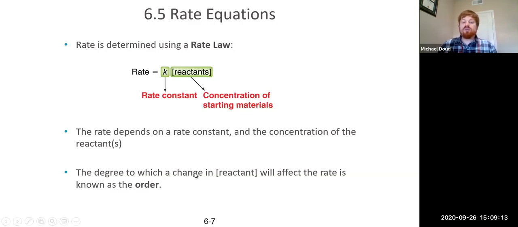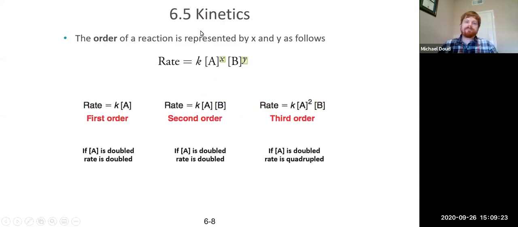Now, the degree to which the change in reactant will affect the rate is known as the order. That order can be 0 order, 1st order, or 2nd order. So just keep that in mind. The order is represented by X and Y here. Those are these powers here. So again, it could be 0, 1, or 2, basically.